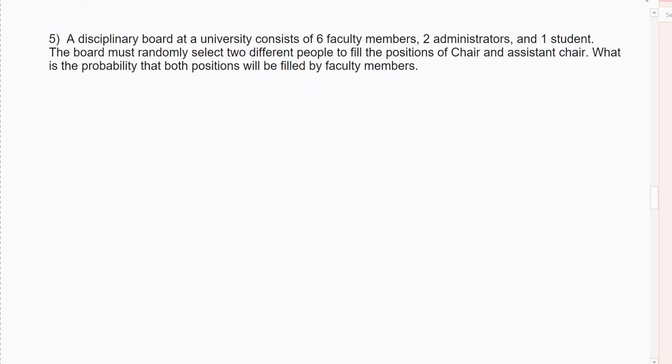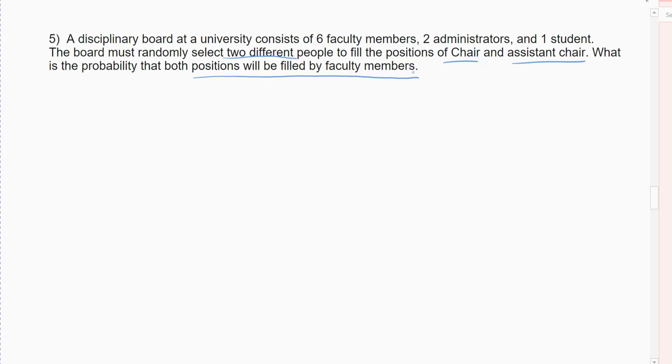Alright, so a disciplinary board at the university consists of 6 faculty members, 2 administrators, and a single student. A board must randomly select 2 different people to fill the positions of chair and assistant chair. What's the probability both positions will be filled by faculty members?